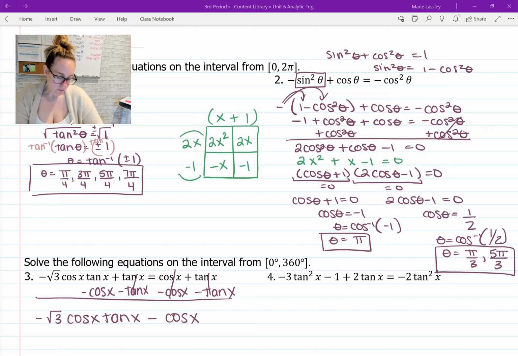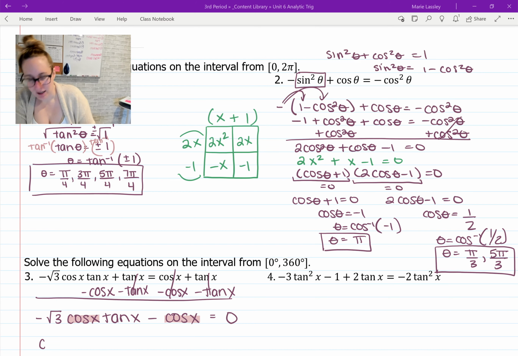Okay. So from here, I need to separate the cosine and the tangent. That's really the only way this is going to work. And we're going to do that by factoring. So if you notice, both terms on that left-hand side have a cosine. We're going to GCF out cosine. So we're going to pull out cosine x, and that's going to leave us with negative square root of 3 tangent of x minus 1 equals 0.